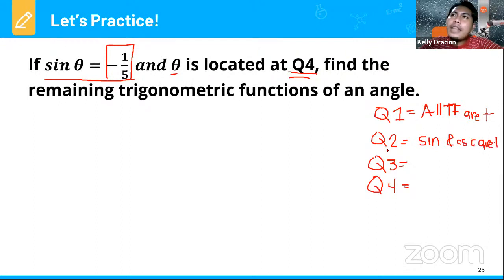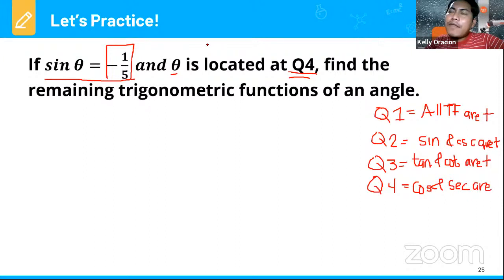Again, for quadrant 2, sine and cosecant are positive. For quadrant 3, tan and cotangent are positive. And lastly, for quadrant 4, the positive ones are only cosine and secant. The rest are negative. Again, please take note of this one.